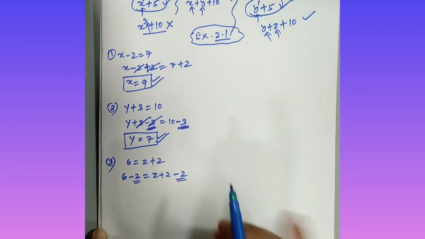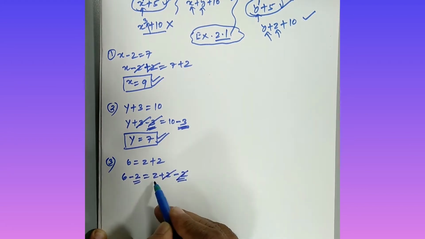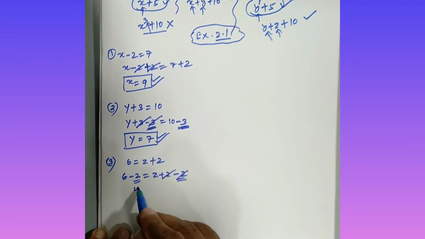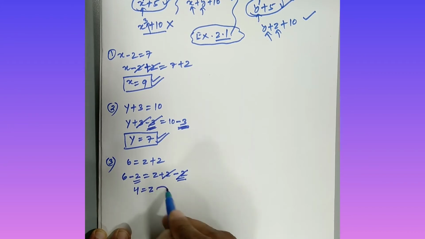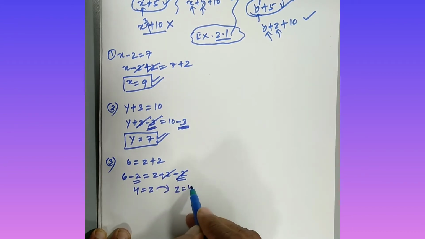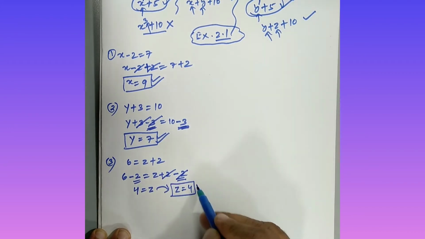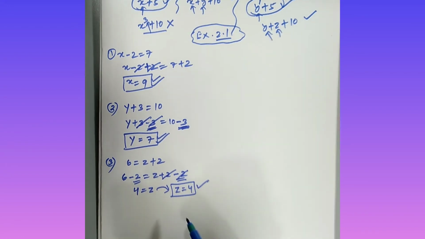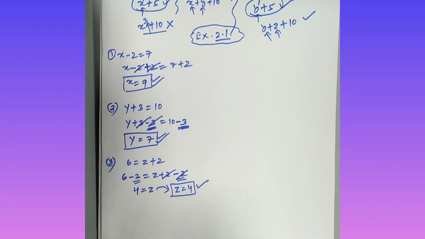Okay, clear? So plus 2 minus 2 cancellation. So Z plus 6 minus 2 is what? 4. So 4 equal to Z. So what is the meaning of this? It means Z is equal to 4. So you are getting Z value is what? 4. So Z equal to 4. Okay, very good.